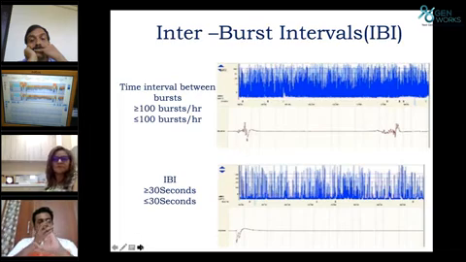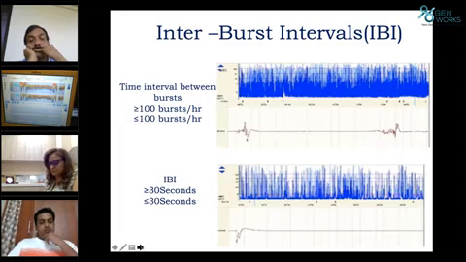Moreover, we will be interested to understand the inter-burst intervals. The number of bursts will be more than or equal to 100 per hour, and the inter-burst interval will come down to less than 30 seconds. This is one of the pathognomonic features which signifies intraventricular hemorrhage, along with loss of the discontinuous pattern and loss of the sleep-wake cycle, with a positive predictive value of 100%. And we need to have a strong suspicion.